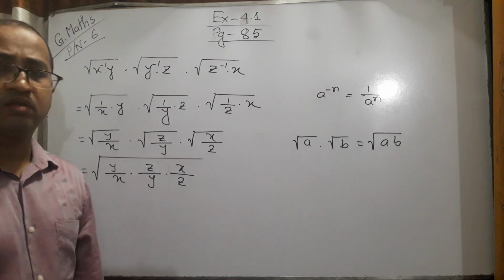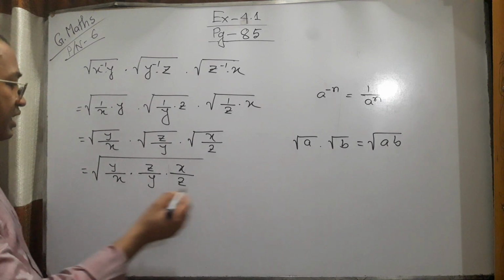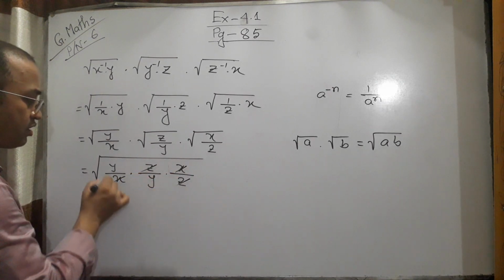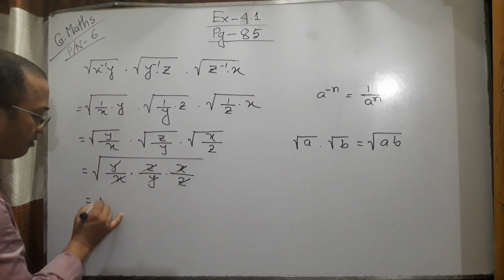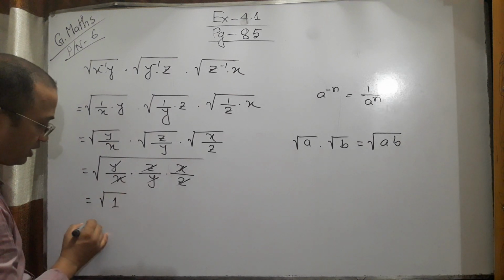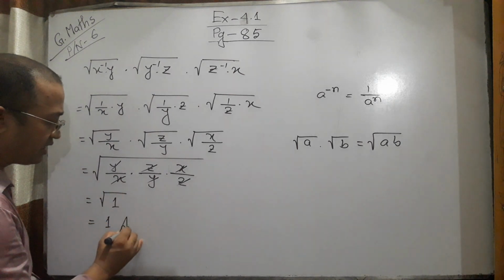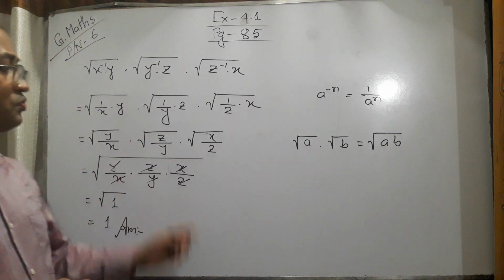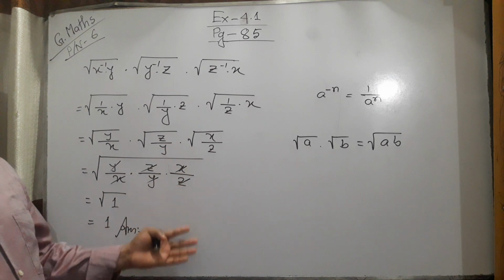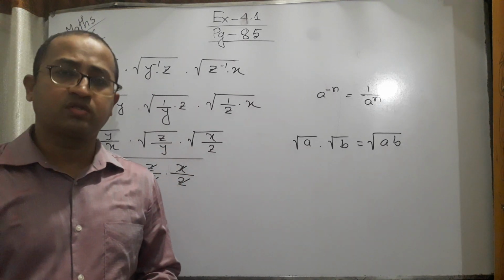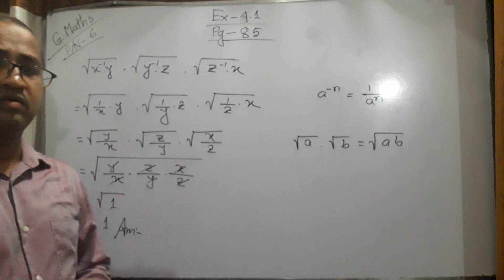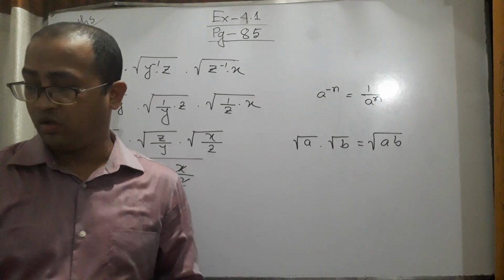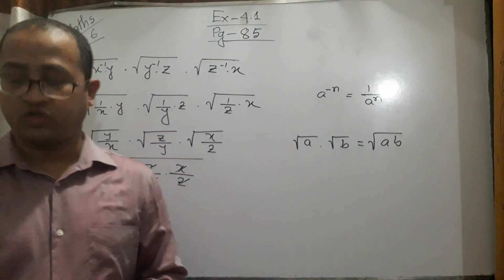Now cancel the denominator and the numerator. What you will get? Look, x, x, z, z, y, y cancel. So it remains root over 1, that is 1. So this is the answer of problem number 6. This is very simple. If you know the rules, the laws and properties of this exercise, you can solve any maths. It's very simple. Now I will show you question number 7.